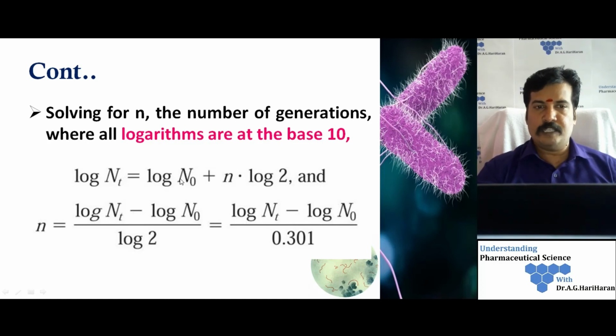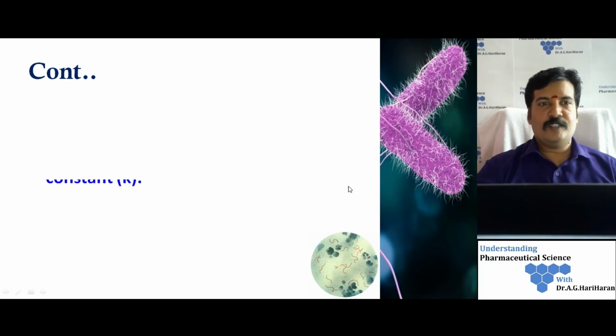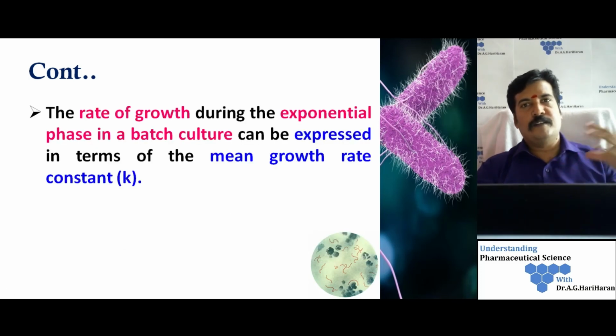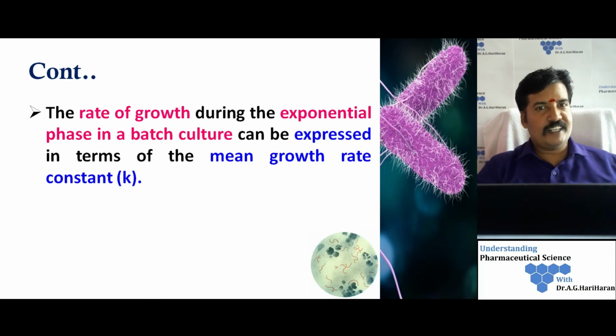This n0 will go to that side, so its plus symbol becomes a minus: log nt minus log n0 equals n dot log 2. Log 2 I bring down, so the number of generations n is equal to log nt minus log n0 by log 2. The value of log 2 is 0.301. So n is equal to log nt minus log n0 by 0.301. This is one part, calculating the generation time.